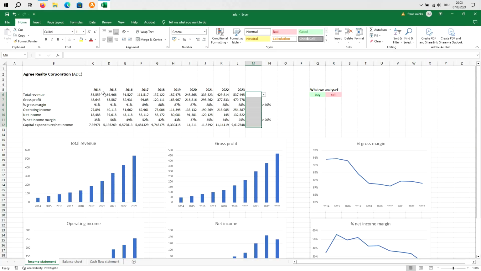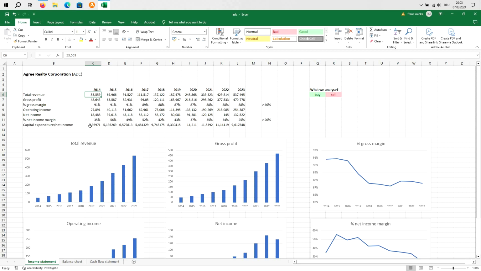And now, bro, without further ado, let's start with the income statement and more precisely with the total revenue, okay? And always when we analyze the data, we will analyze the last 10 years because this will give us a better perspective of the development of the company. And always, bro, when we analyze this data, we will decide whether we should buy the shares or sell the shares of this particular company, okay?